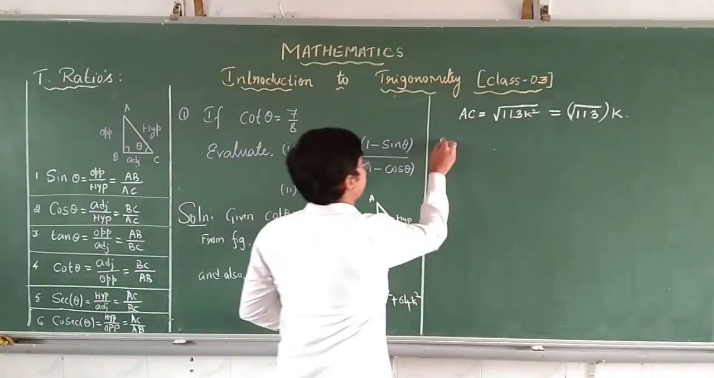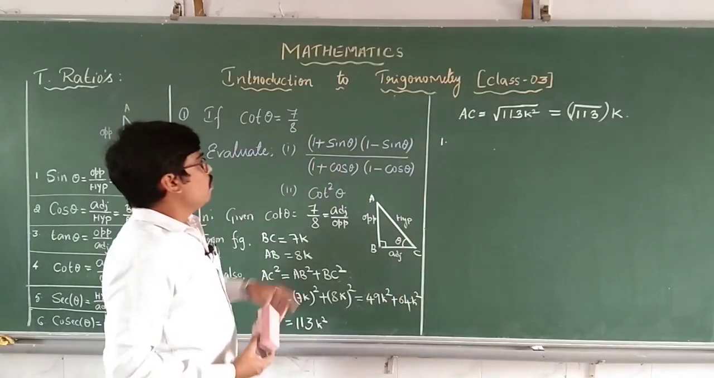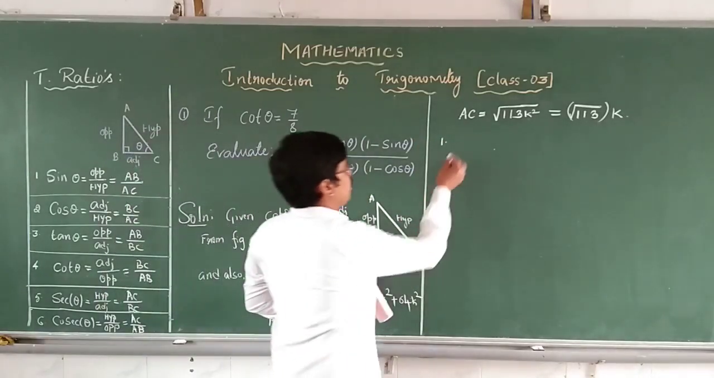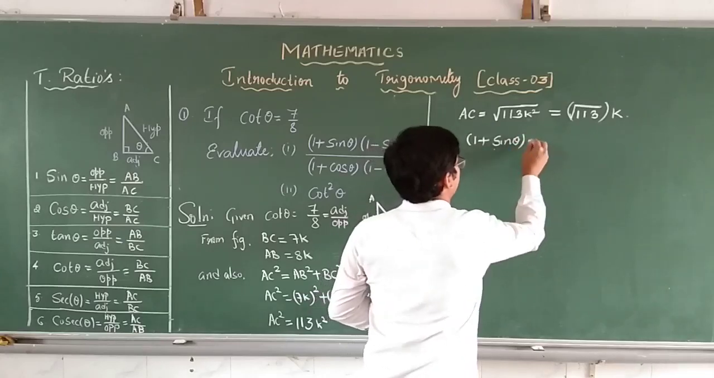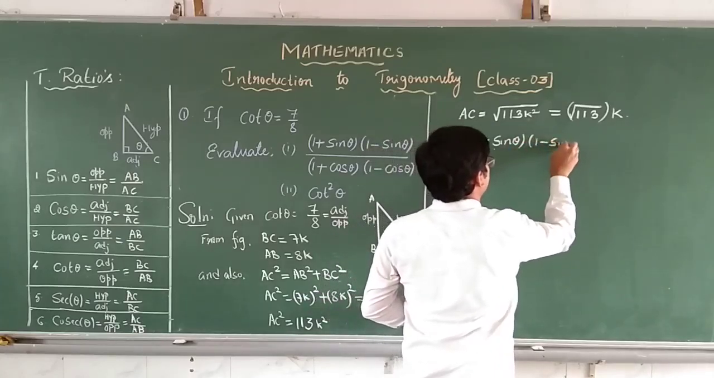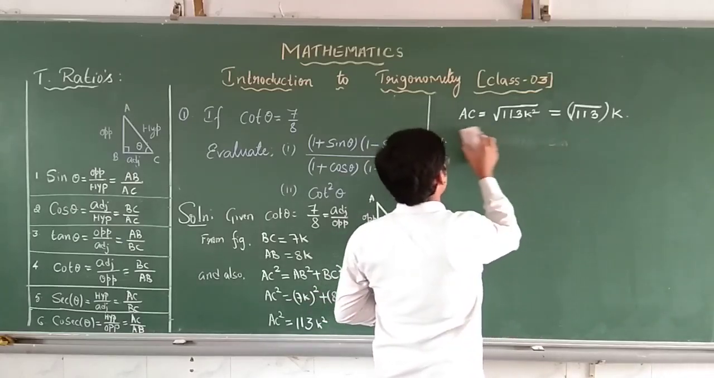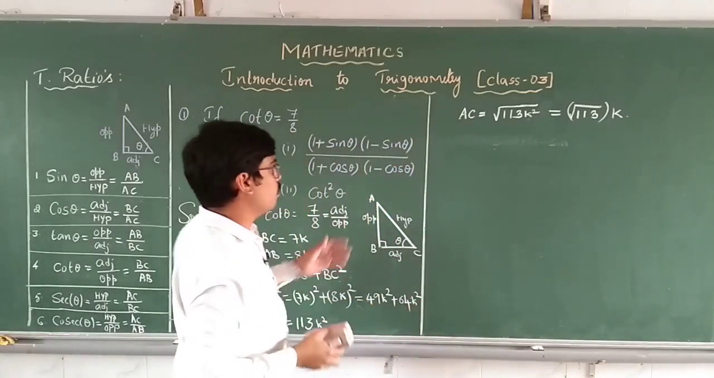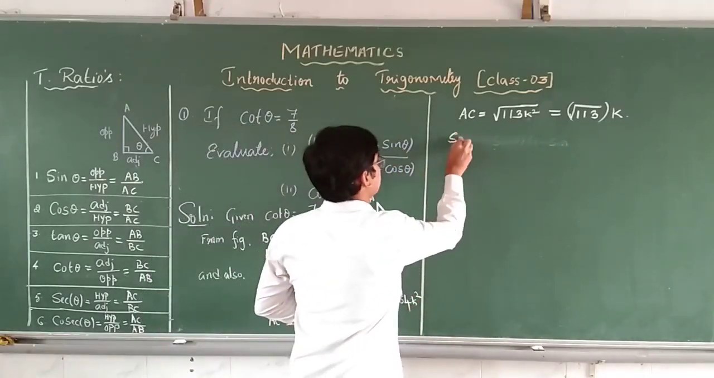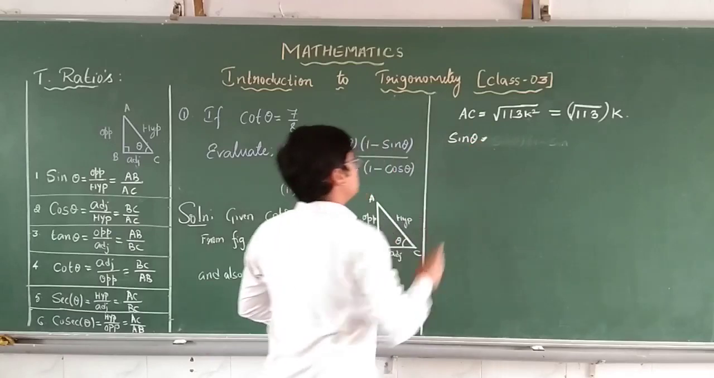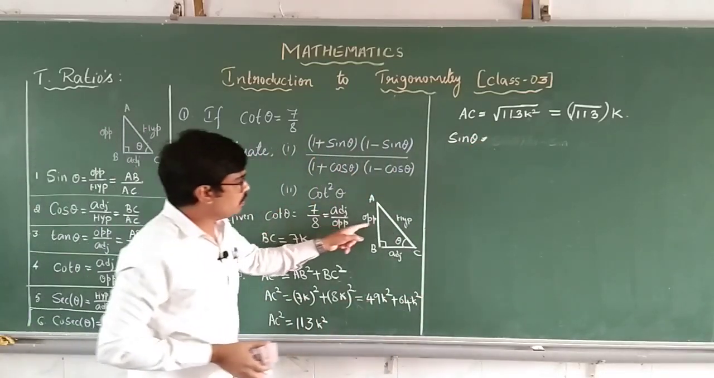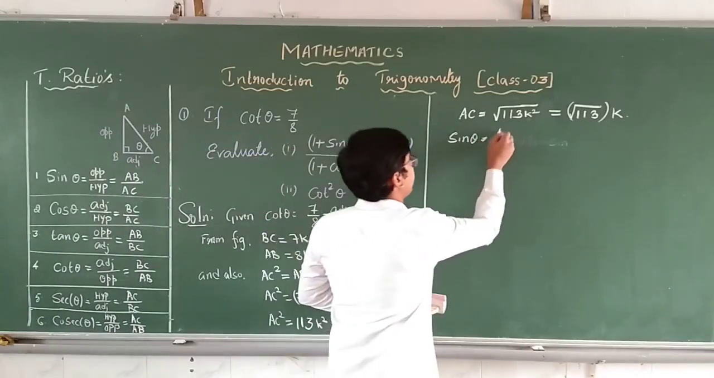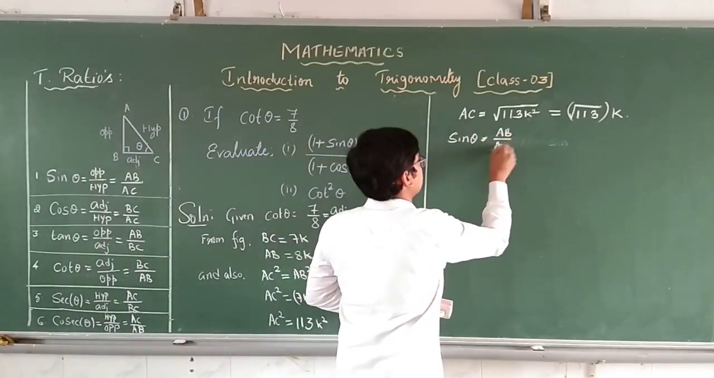The first problem is 1 plus sin theta into 1 minus sin theta. So it is better to write the sin ratio and cos ratio before that. Let me write the sin theta first. What is sin theta? Sin theta is opposite by hypotenuse. That means opposite by hypotenuse means AB by AC.